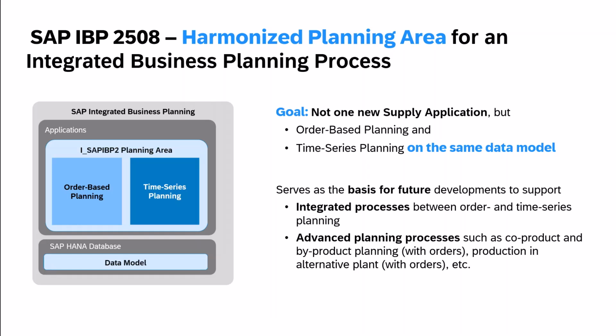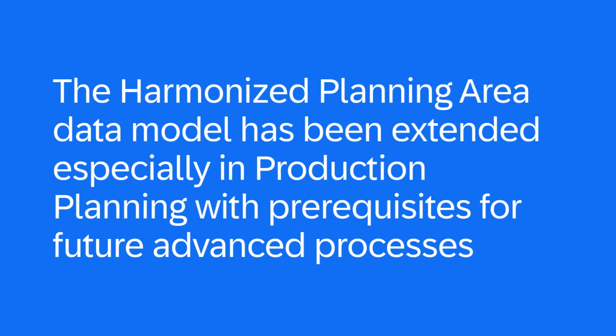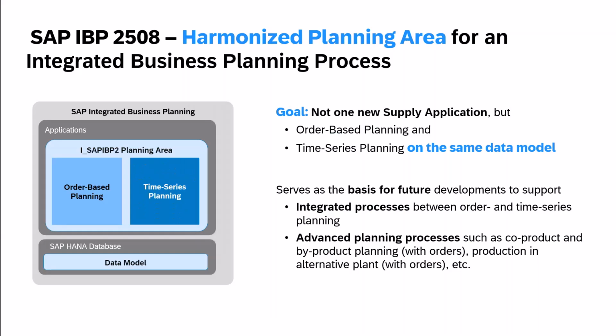On the other hand, order-based planning supports a full range of operational planning functions like order pegging, gating factors, and real-time order integration with the ERP system. The Harmonized Planning Area Data Model has been extended, especially in production planning, with prerequisites for future advanced processes like byproduct planning or production in alternative plants. These will be available in SAP IBP2 in later releases, along with many other advanced supply planning features. So stay tuned.